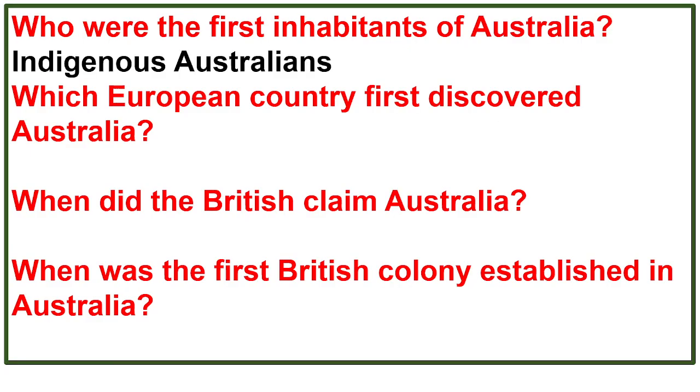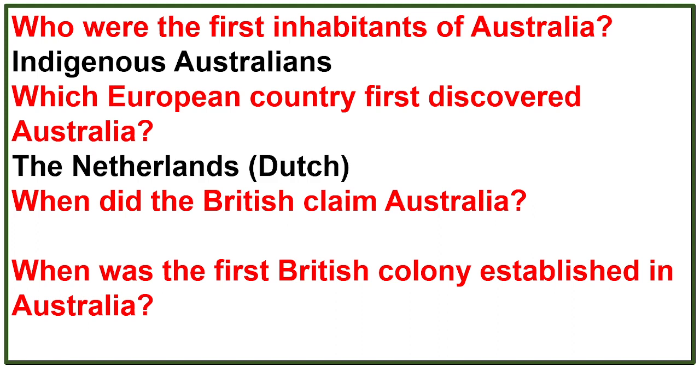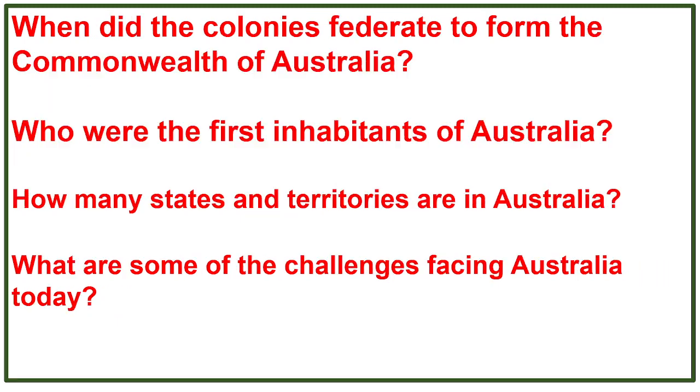Who were the first inhabitants of Australia? Answer: Indigenous Australians. Which European country first discovered Australia? Answer: the Netherlands. When did the British claim Australia? Answer: 1770. When was the first British colony established in Australia? Answer: 1788.